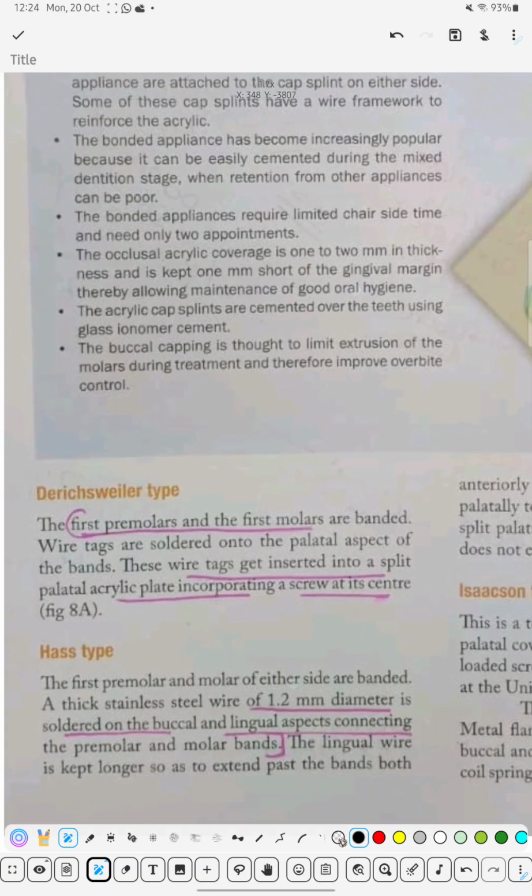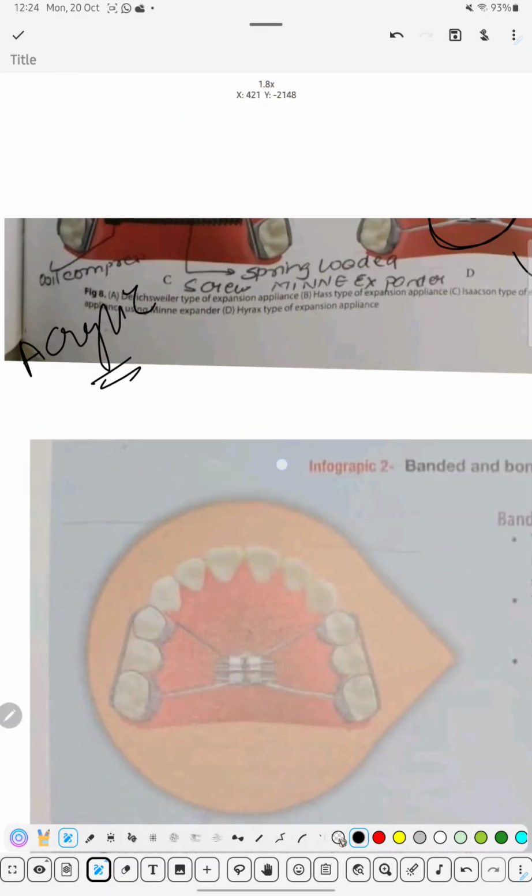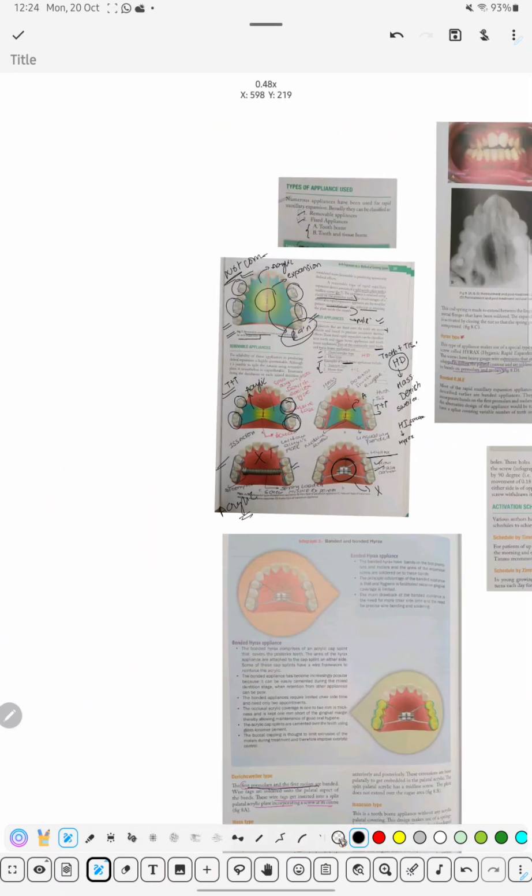First is the Derrida-Swiller type. In Derrida-Swiller type, the first premolar and the first molar are banded. So look at the appliance. You can see the first molar and the first premolar are banded.